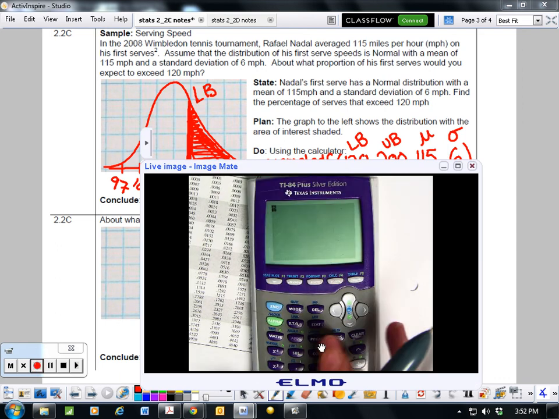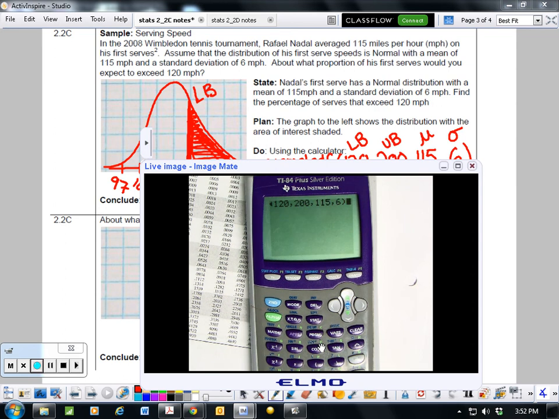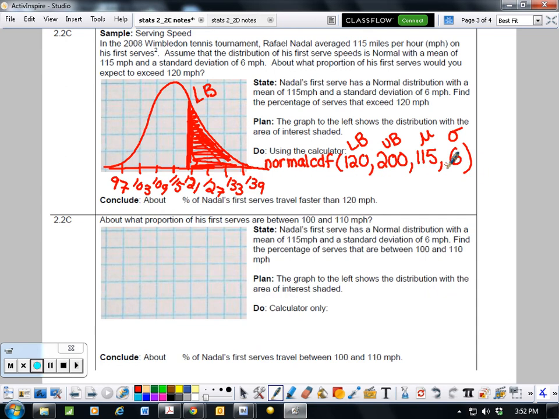So I'm going to go to normal CDF. I'm going to go ahead and type in that 120 lower bound. I'm going to go really high. I think we said 200 is an upper bound. Our mean is 115. Our standard deviation is 6. And it will calculate it for us. And that's our answer, which is really close to the answer we got from the table. So this is 0.2023, which is about 20%. And that was the answer we got before.